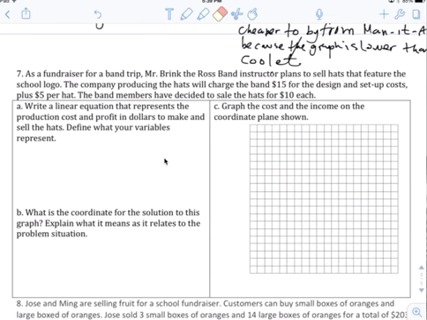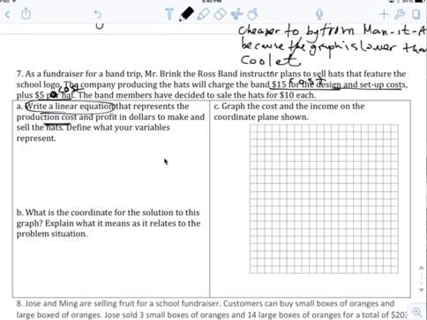As a fundraiser for band, Mr. Brink, the Ross Band instructor, plans to sell hats featuring the logo. The company will charge the band $15 for design fee and setup fee, so they're both the same. $5 per hat, so per means times. $15 setup for design and setup cost. So write an equation. Oh, this is cost, right? Write a linear equation that represents the cost and profit. The design is also a cost.